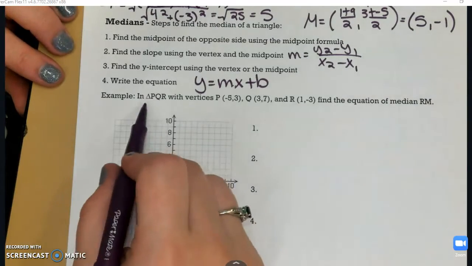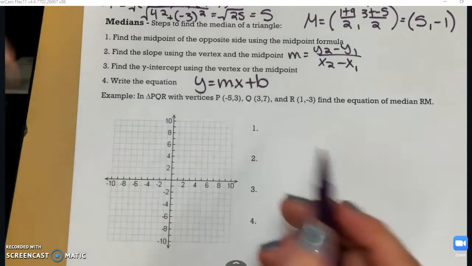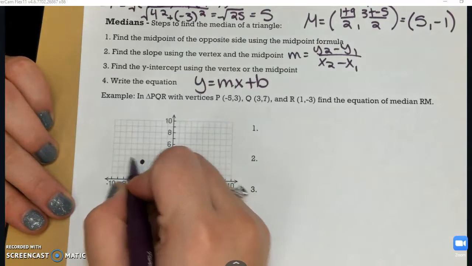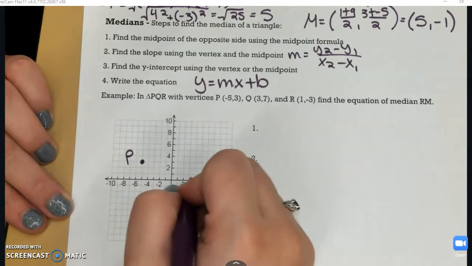So let's start with this triangle PQR. I need to plot my points. P is at negative 5, 3. Q is at 3, 7.